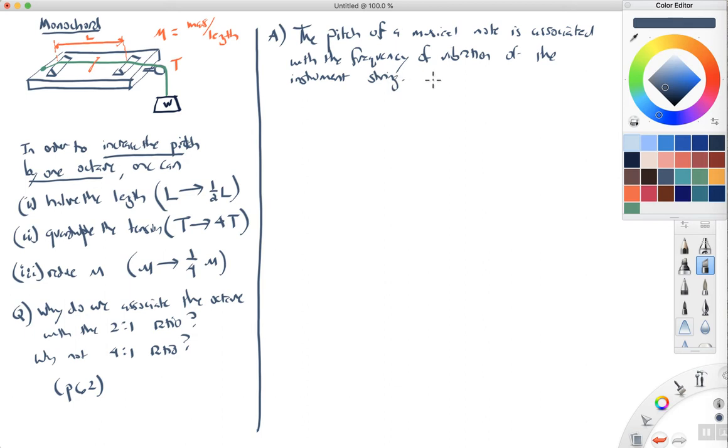Okay, so how do we know this? After all, it's not like when you strike a guitar, you can actually see the string and count. I mean, you can see the string, but it's hard to count the frequency. So how do we know that the pitch is associated with the frequency of the string?